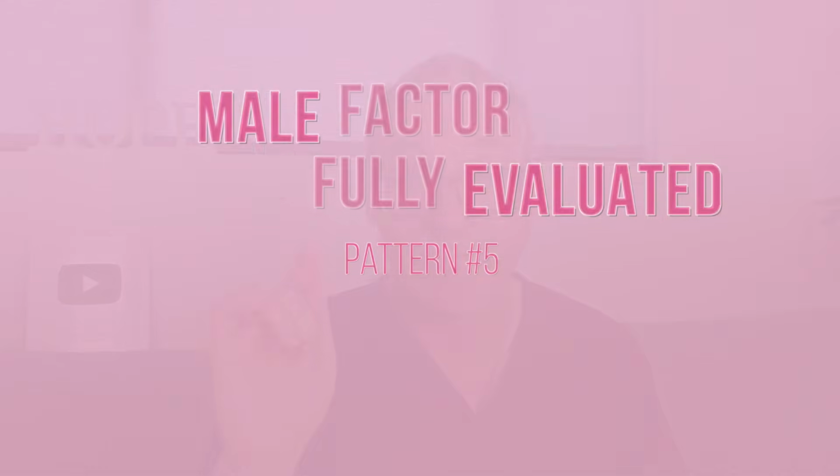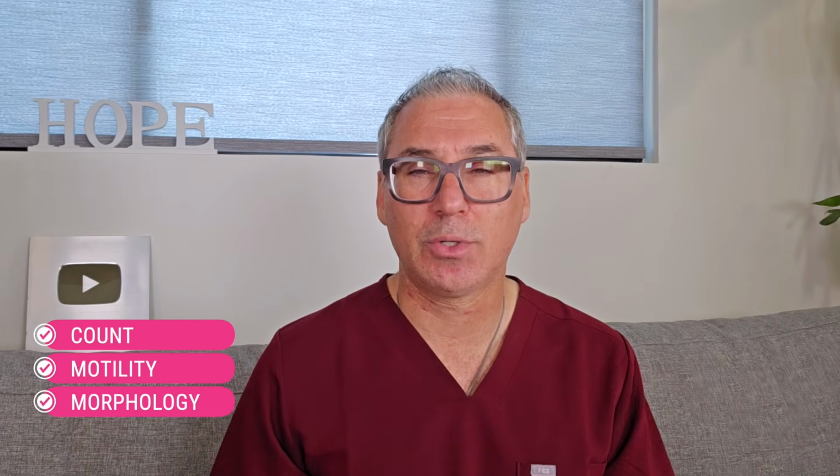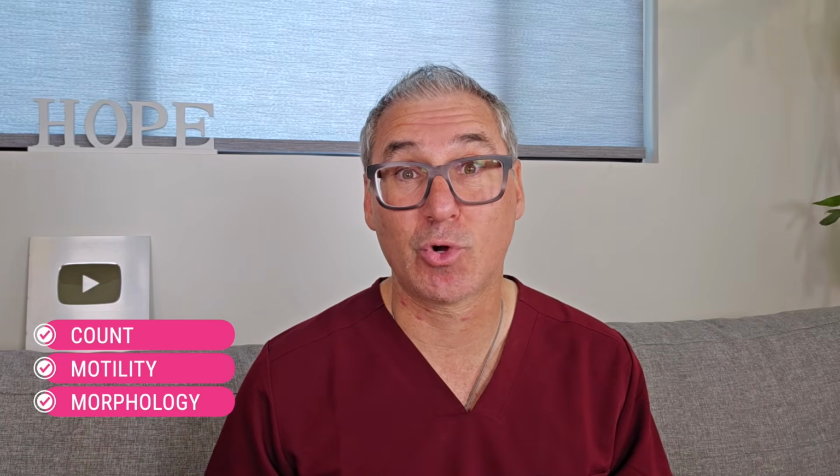And the fifth pattern, and I can't say this enough, is male factor that was not fully evaluated. The standard semen analysis is a starting point, but it is not a complete picture. Count, motility, and morphology tell you a lot, but they don't tell you about sperm DNA fragmentation. And DFI above 25% is associated with significantly reduced conception rates and increased miscarriage risk, even when count and motility look normal on a standard semen analysis.